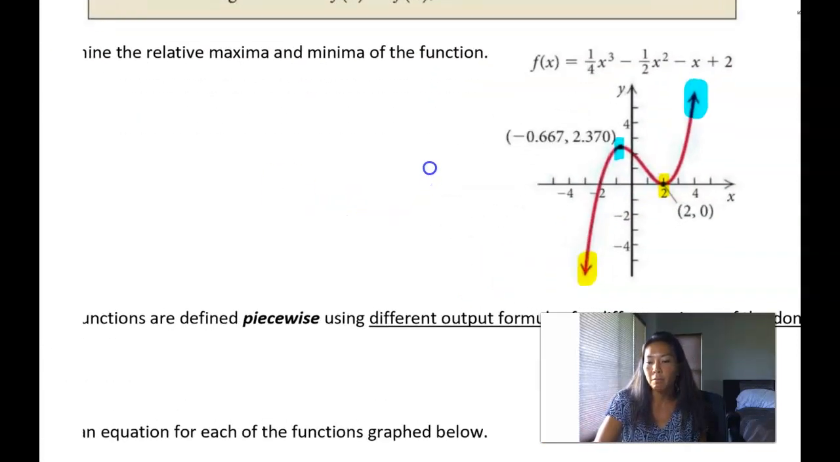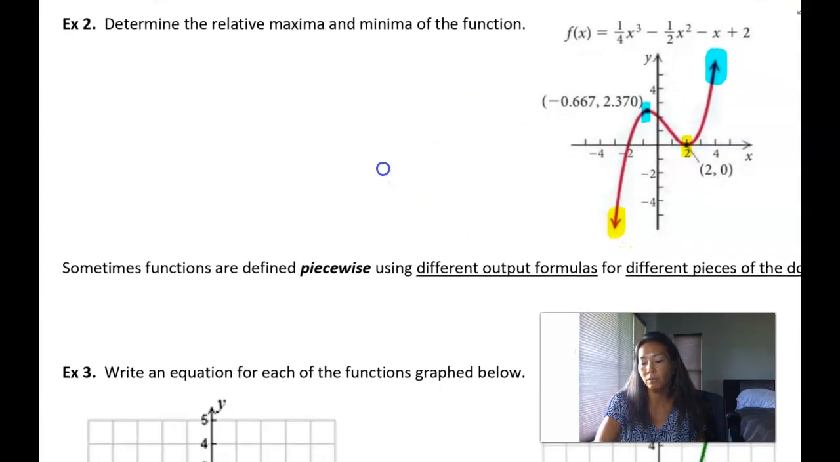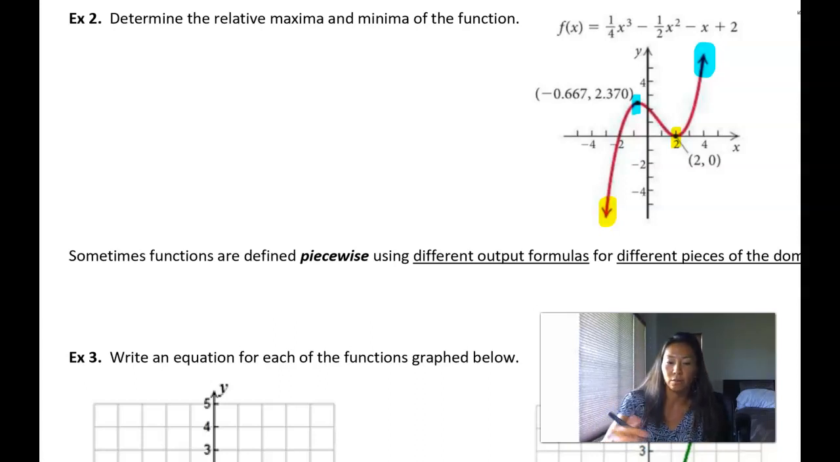Now, the minimum and maximum are not your x values. It is the actual y values, okay? Like how high did it go? You're going to give me the y value. How low did it go? You're going to give me the y value. But you're going to say it occurs at this x value, okay? So the relative maximum will occur at x equaling negative 1, okay?